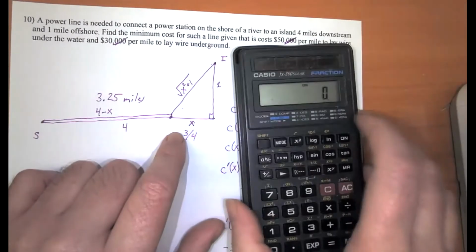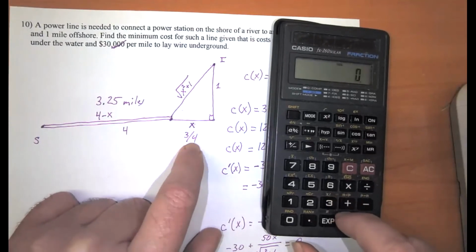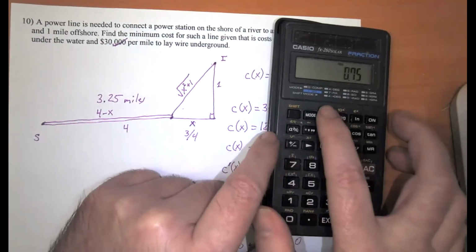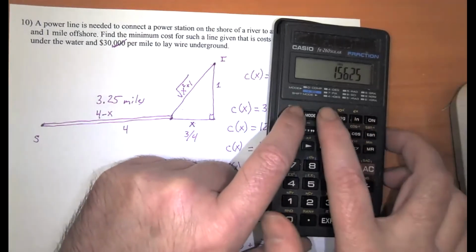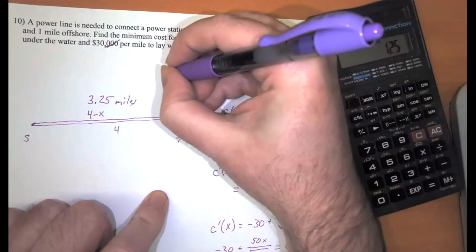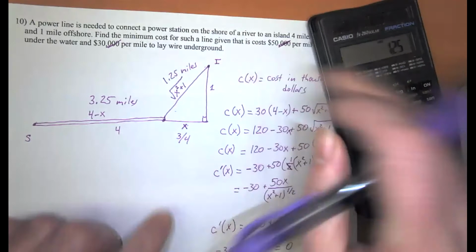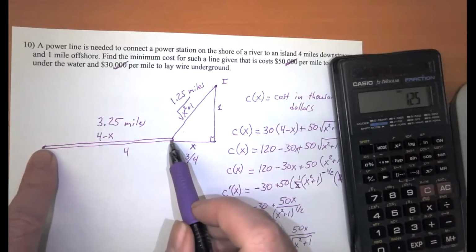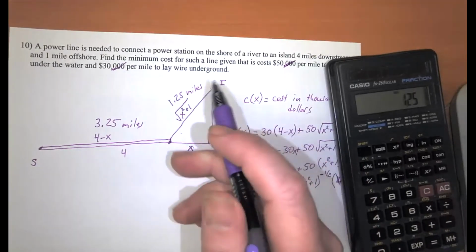And let's pop out our calculator for this. So if this is 3/4 of a mile and this is 1 mile, then this will be 0.75 squared plus 1 squared. And if we take the square root of that, it's saying that this distance right here is 1.25 miles. All right, so we're running the wire 3.25 miles underground, and then the section that's going to be underwater has got to be 1.25 miles.